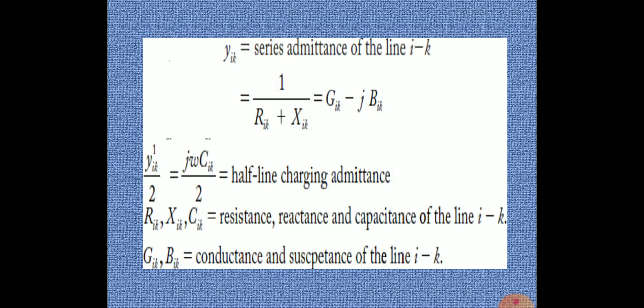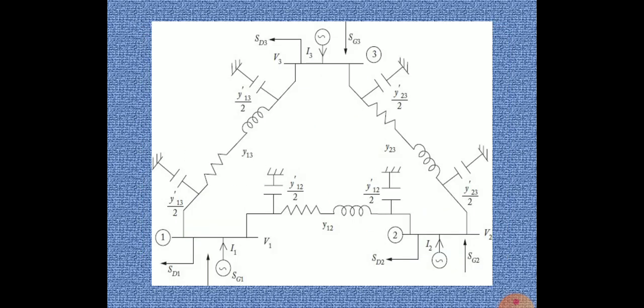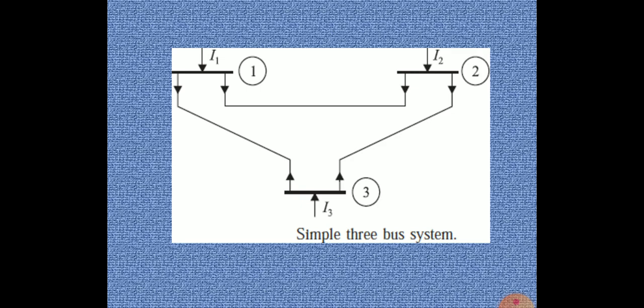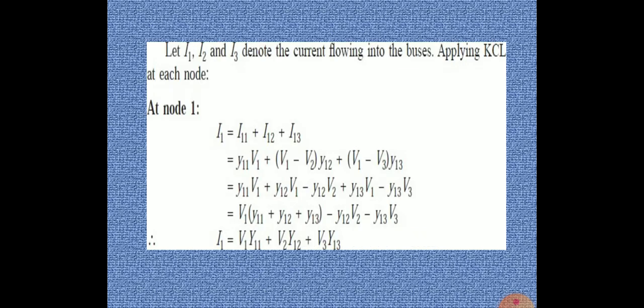Next one is applying KCL at junction 1 in this figure. The equation for the net current injected in bus 1 can be written as I1 is equal to I12 dash plus I12 double dash plus I13 dash plus I13 double dash. Next slide, this is the example of a simple 3-bus system. Here let I1, I2 and I3 denote the currents flowing into the buses, and apply KCL at each node.